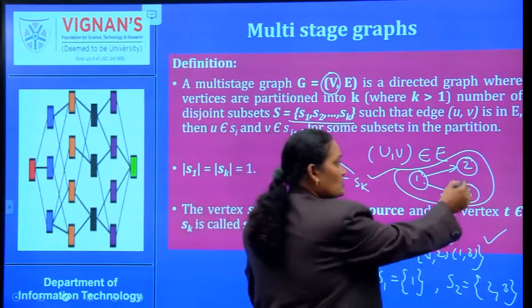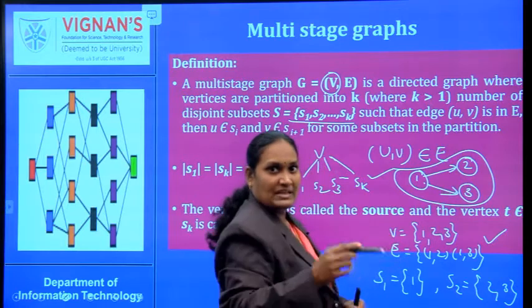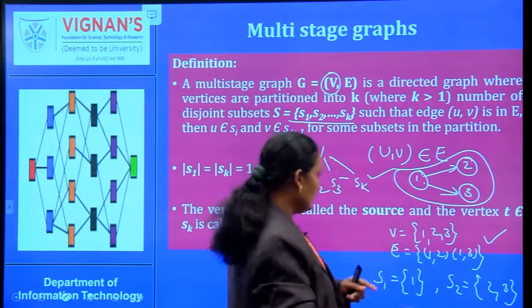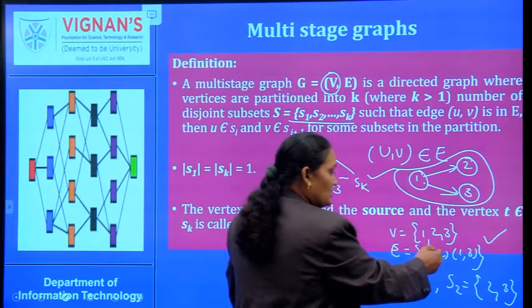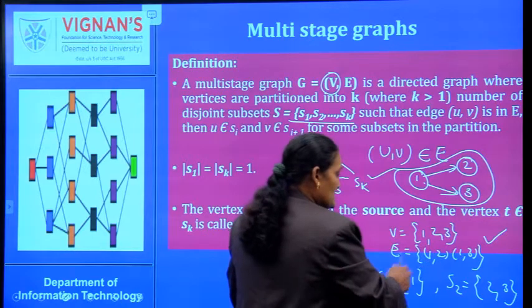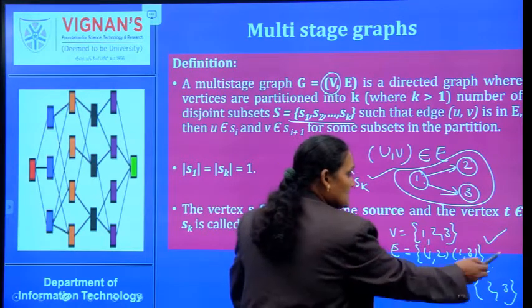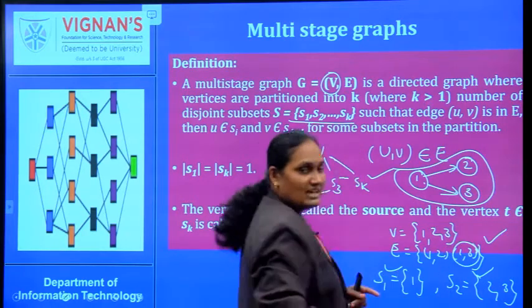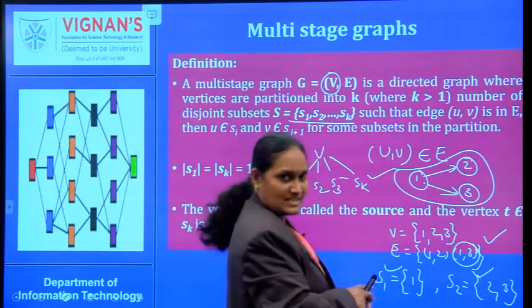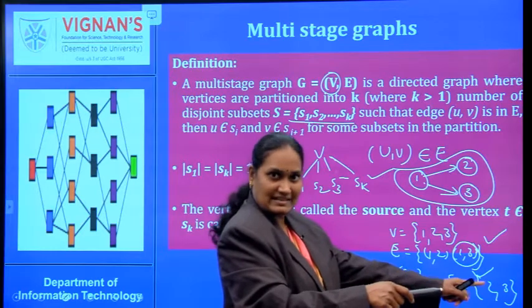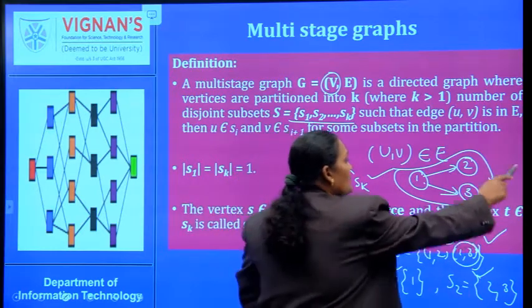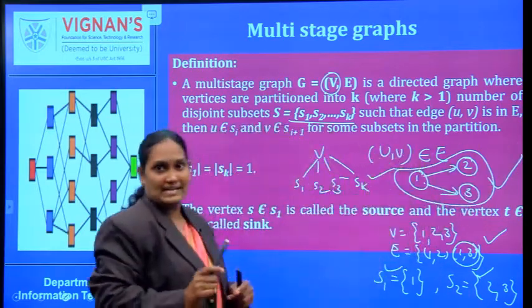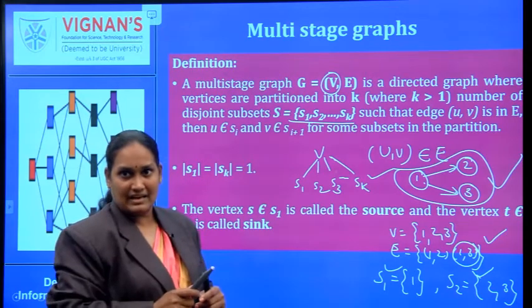So here there is no edge between 2 and 3. If you consider any edge from E, for example the edge 1, 2, 1 is present in one subset and 2 is present in another subset. In the same way, if you observe the edge 1, 3, 1 is present in one subset and 3 is present in another subset. So that's why I am calling this graph a multi-stage graph.